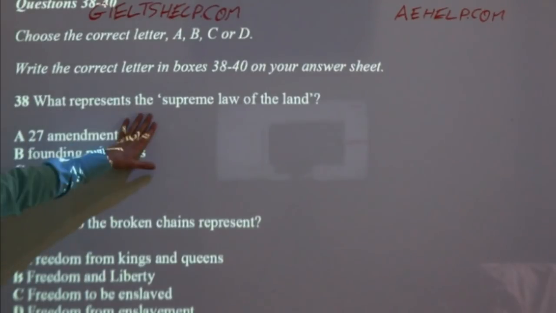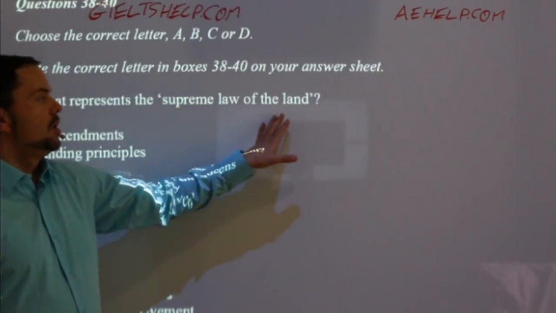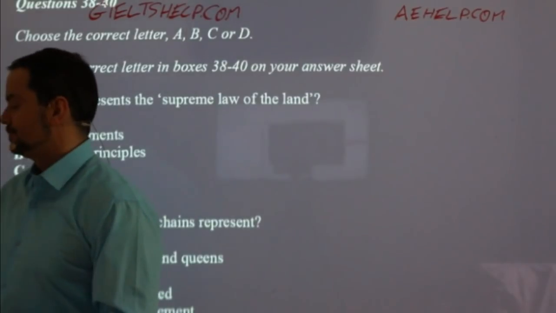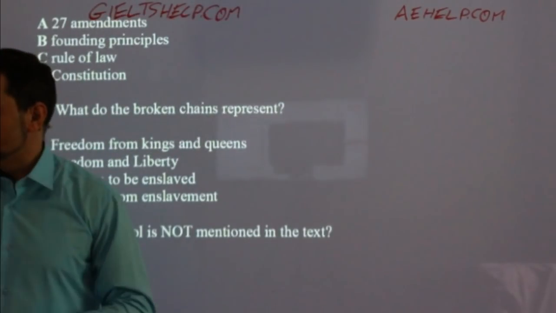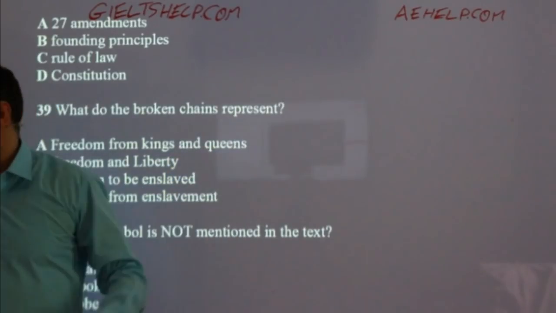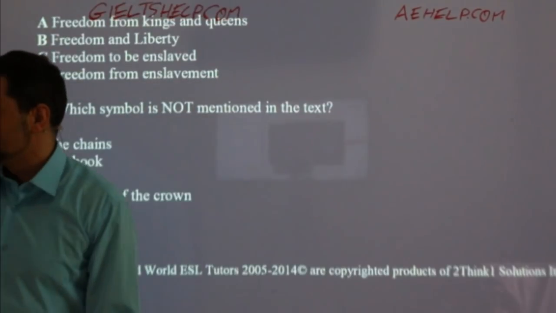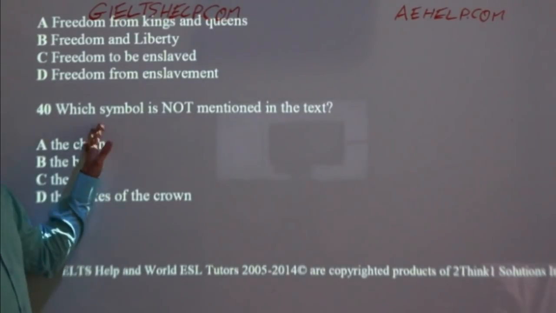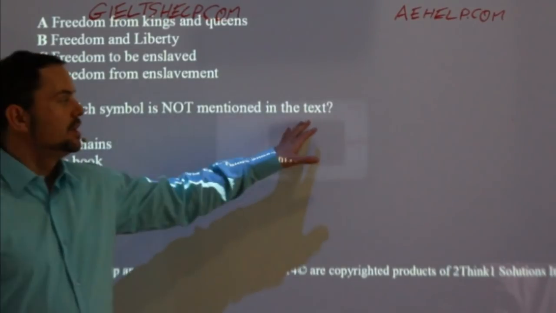So what represents the supreme law of the land? Next question. What do the broken chains represent? Number 40, which symbol is not mentioned in the text?